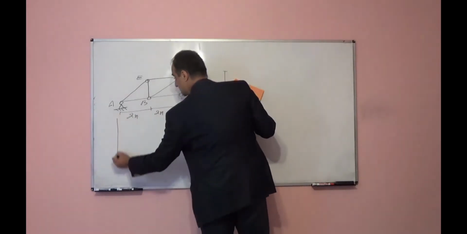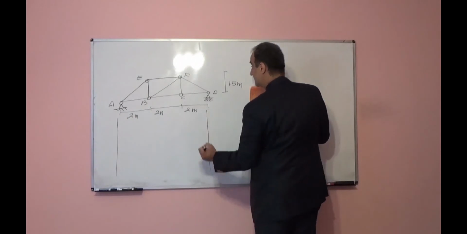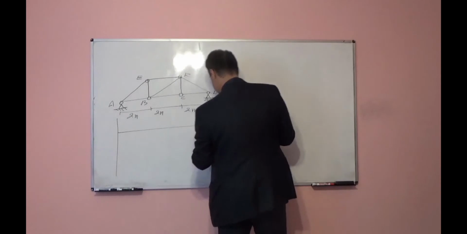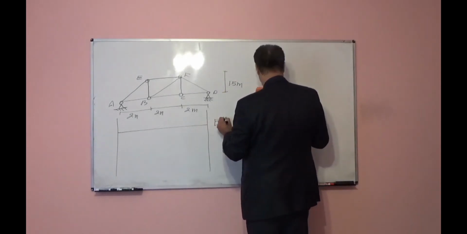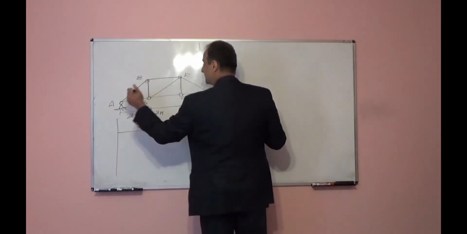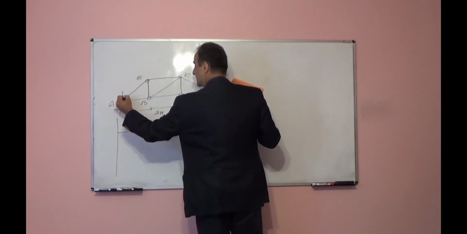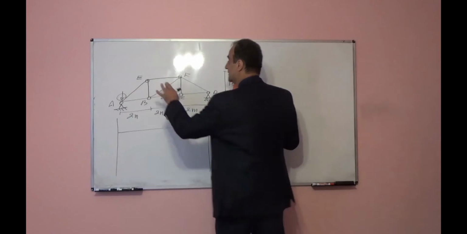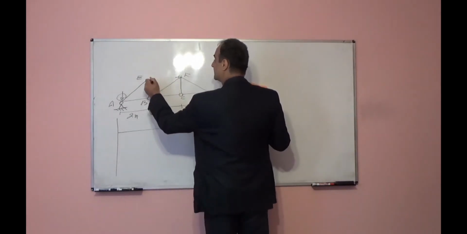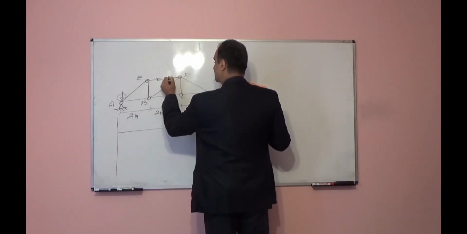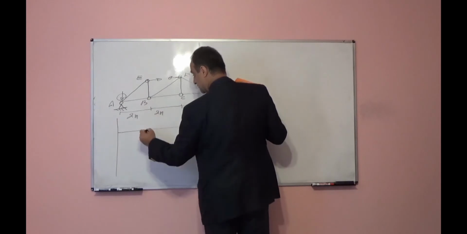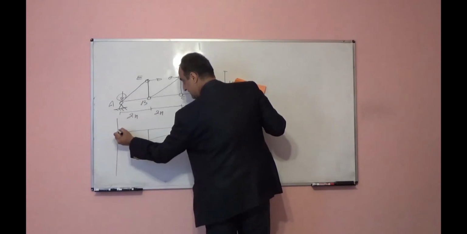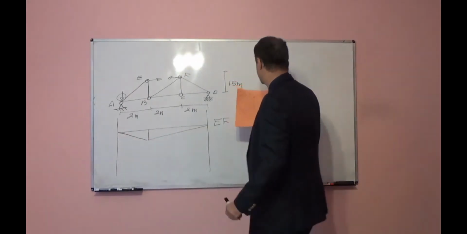We want to draw the influence line for member EF, this member. So you will remove this member. Again, the load moves in the bottom chord. You will apply force in this direction. So point B will move down, and then you will attach using straight lines.